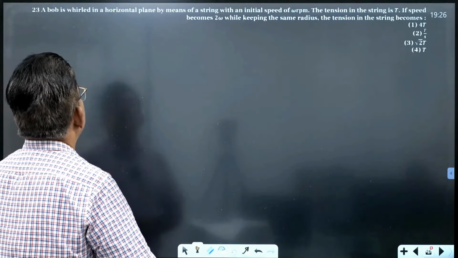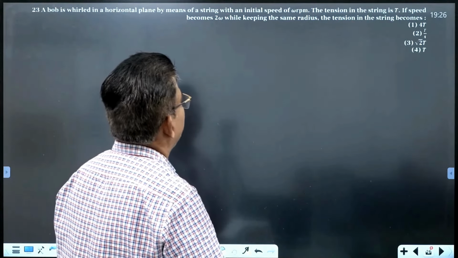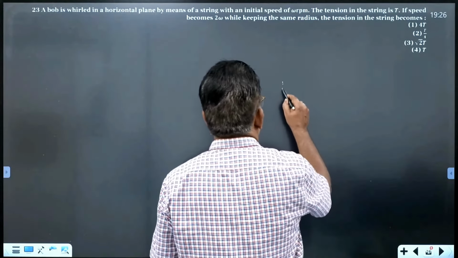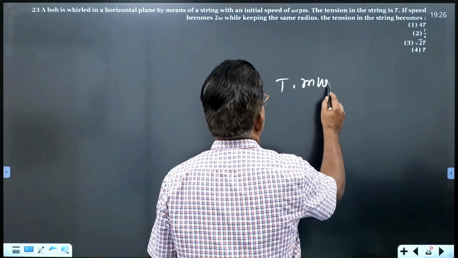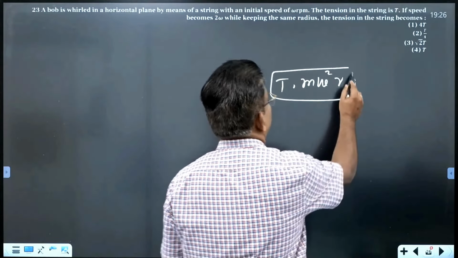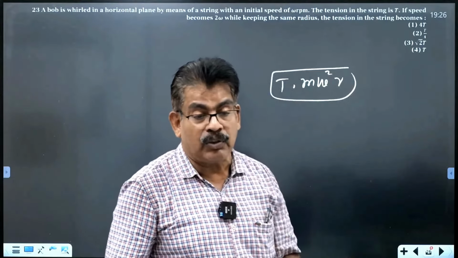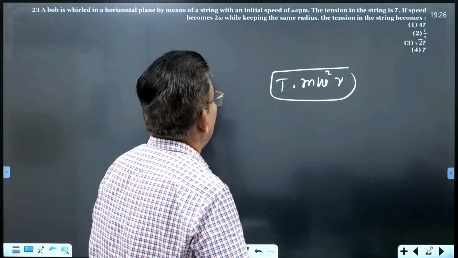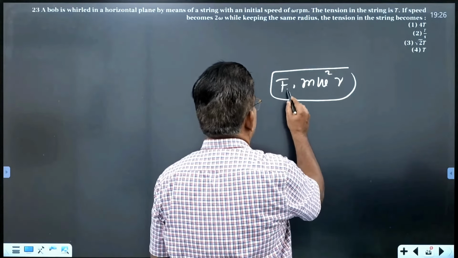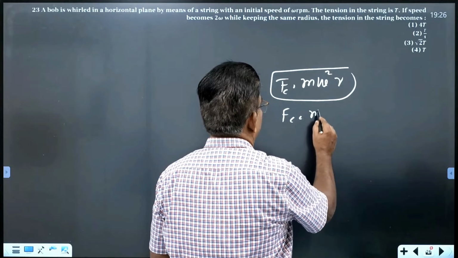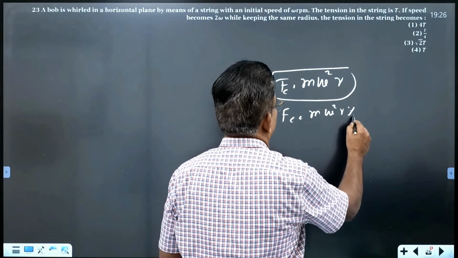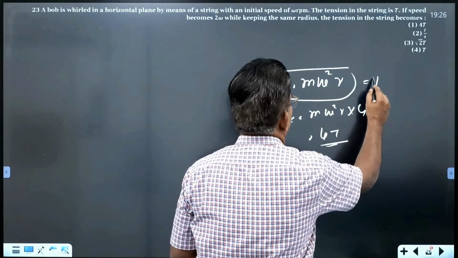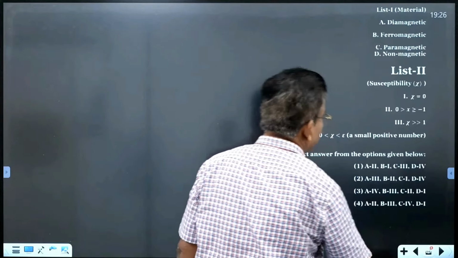A bob is whirled in a horizontal circle by means of a string with an initial speed of omega rpm, and the tension in the string provides the centripetal force. What is that? M omega squared r. M remains same, r remains same. What happened to the omega? Omega becomes 2 times. Therefore, centripetal force will be M omega squared r into 4. Answer will be 4T. Initially it was T, now it is 4T. It's a very direct question.